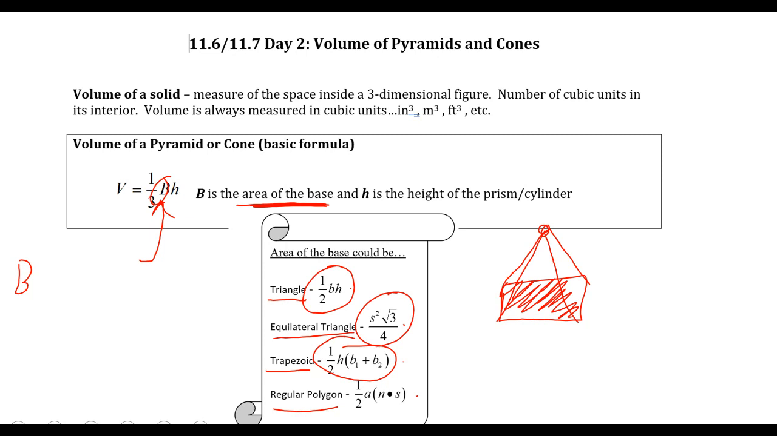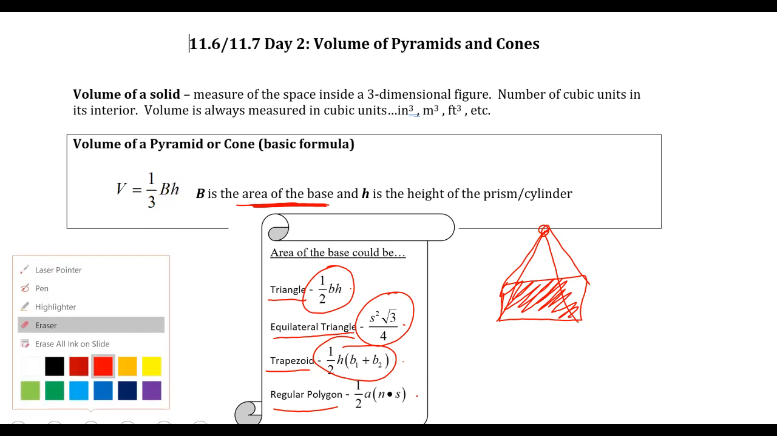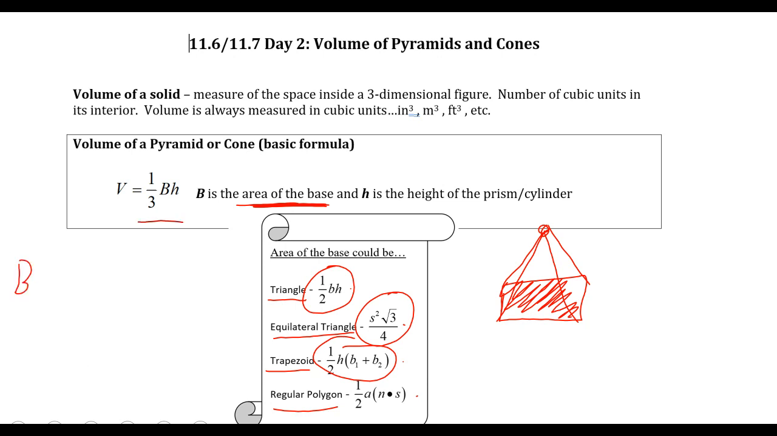This is 1/3 times the base times the height. At the end of the day, I would just divide everything by 3 once you get your answer. That is going to be your best way to punch it in the calculator. But that's the general formula for the volume of a pyramid or cone. Let's look at a cone real quick.